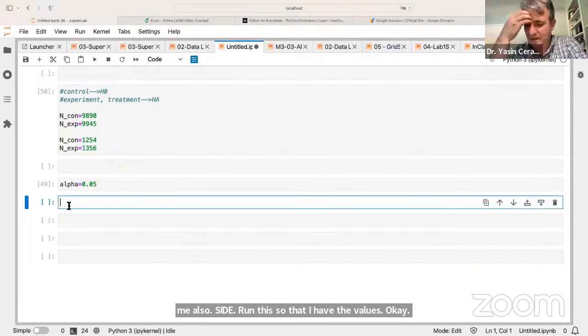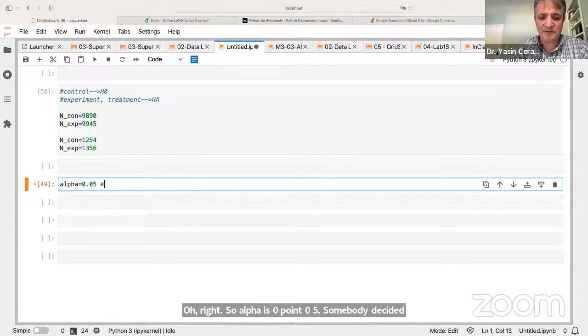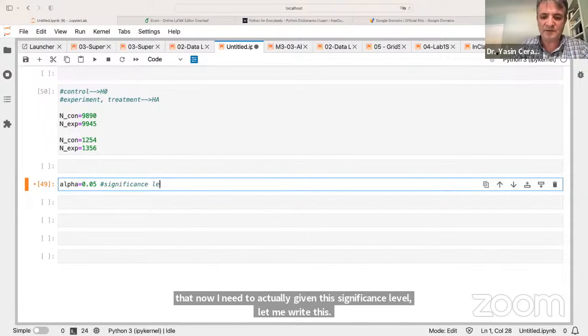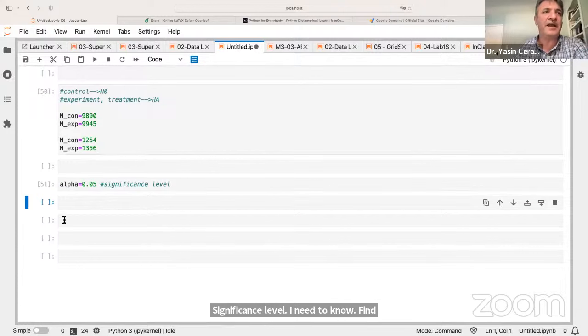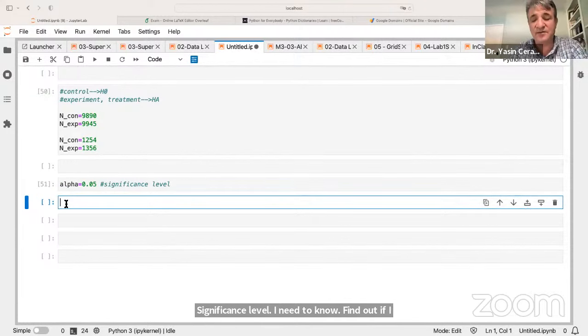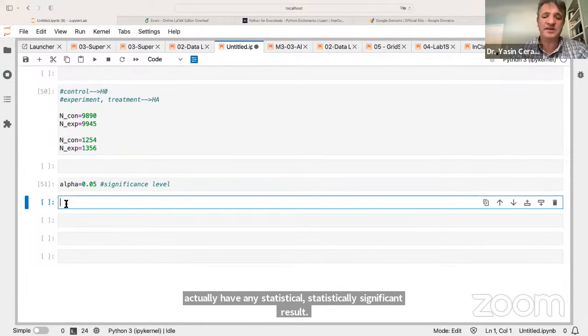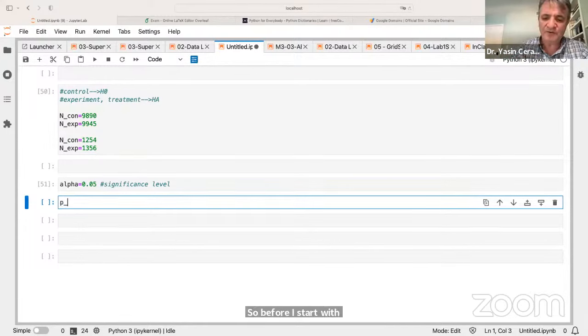All right. So alpha is 0.05. Somebody decided that. Now, given this significance level, I need to find out if I actually have any statistically significant result. So before I start with anything, let me first calculate the ratios.